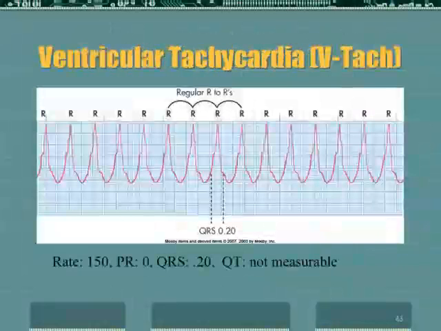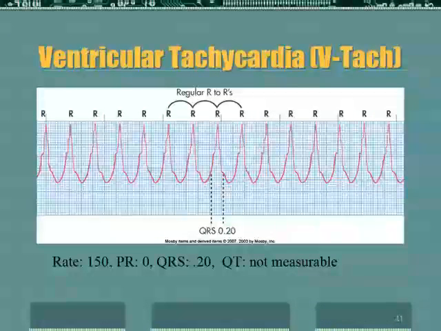And the thing that we worry about with PVCs is if you have 3 or more PVCs in a row, this would be ventricular tachycardia. Obviously, this is 1 PVC after another with this particular tachycardia. What happens is the patient has very, very poor cardiac output when this happens, and it can lead to hypotension and shock and a weak or non-palpable pulse.